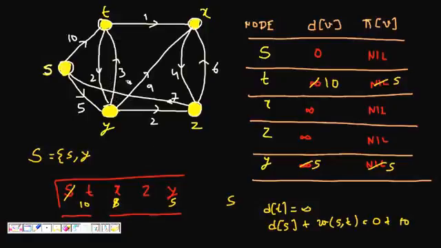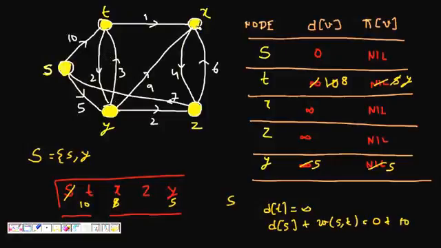Its neighbors are t, x and z. So y to t, let's see first for t. For t, it's already 10 now, d of t is 10. From y if we go to t, it will be 5 plus 3, so it will be 8. So t will be updated, it becomes 8, and its parent is now y. You can see from s to t it was 10, but from s to y, y to t it's 8, so it's updated.